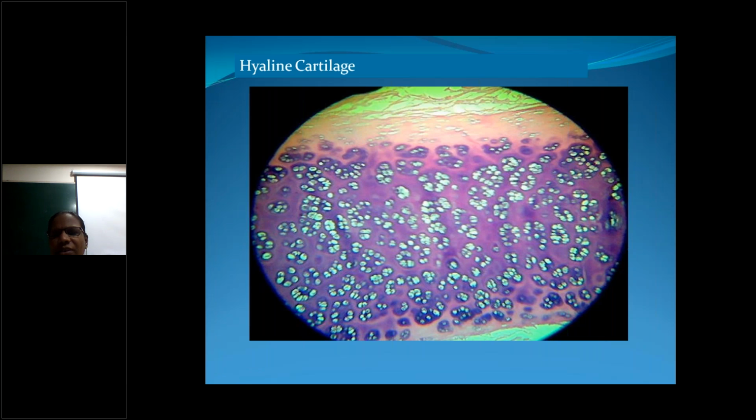Upper and lower, the perichondrium is present. In the center, homogeneous transparent basophilic matrix is seen. This entire part we call the matrix part. So within the homogeneous transparent basophilic matrix, it contains a number of isogenous groups of chondrocytes. Number of isogenous groups of chondrocytes are present within the matrix part.